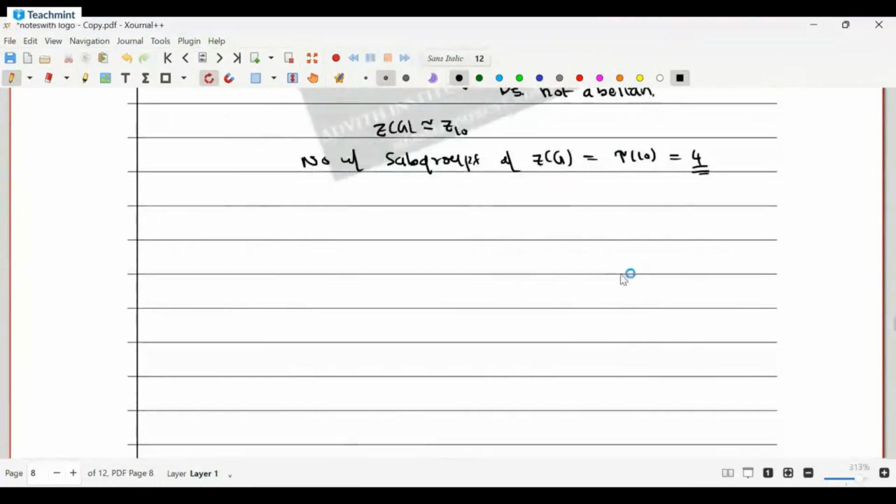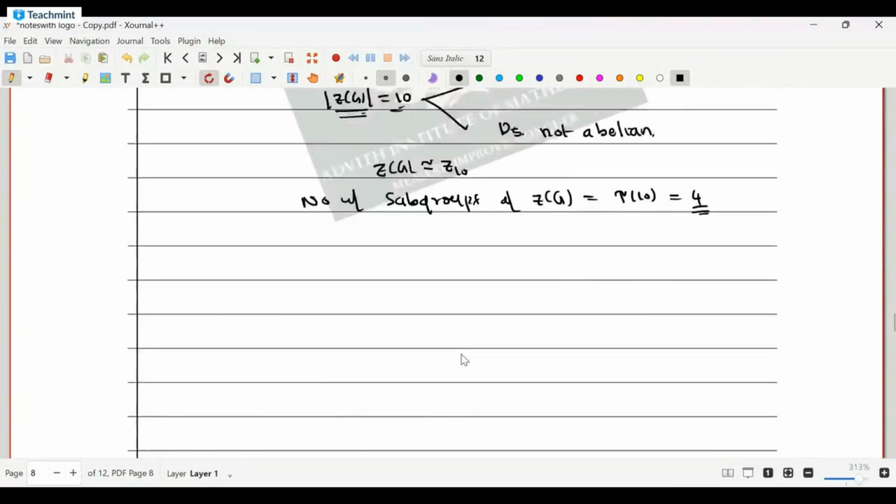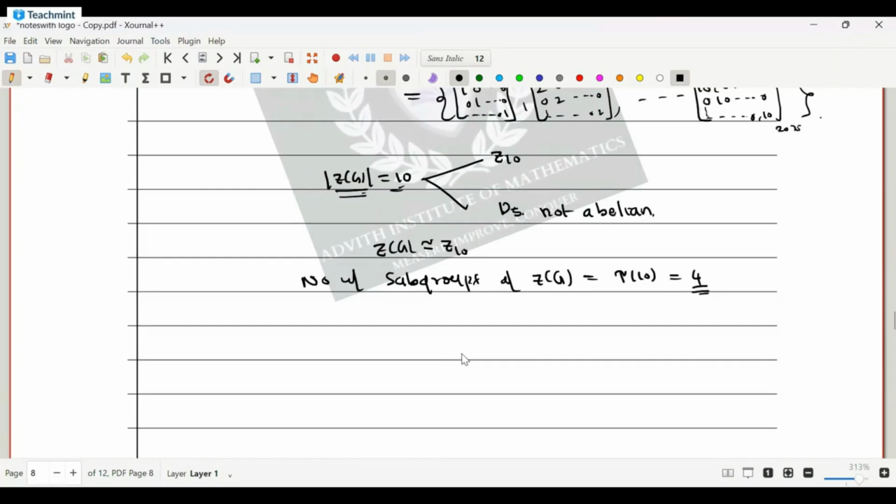Doesn't order 10 give Z2 cross Z5, sir? So Z2 cross Z5 is isomorphic to Z10, sir, because GCD of 2 and 5 is equal to 1. Okay, okay, sir.